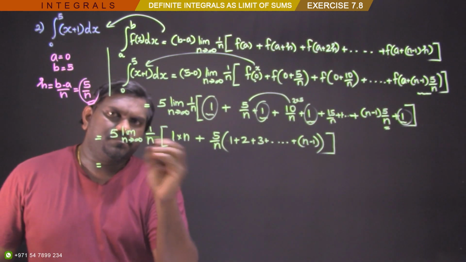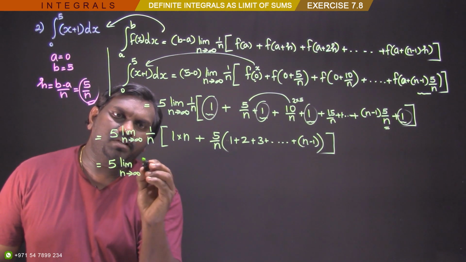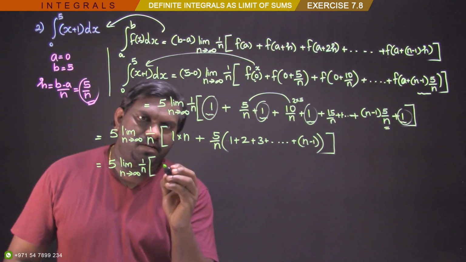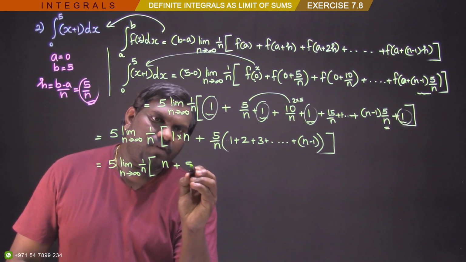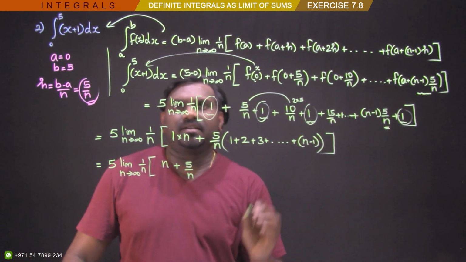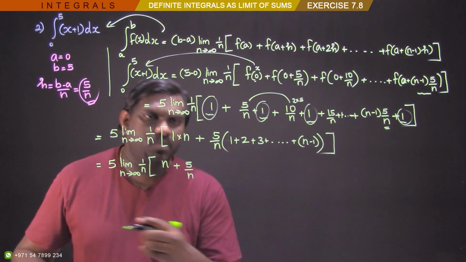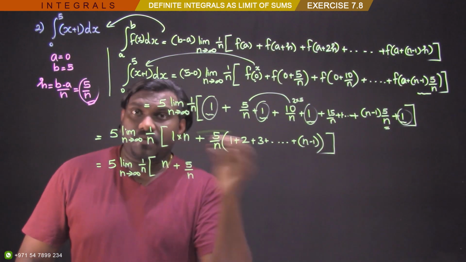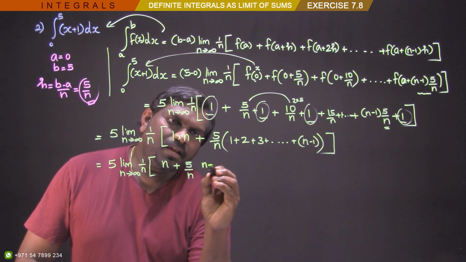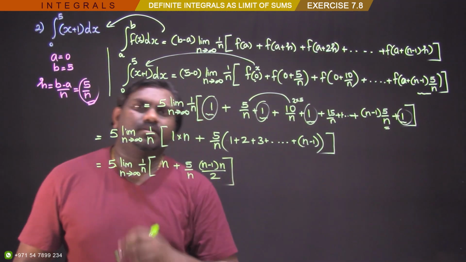That is equal to, what is this? 5 limit n tending to infinity 1 by n, and then you have here n. Okay, let it be there. Then you have 5 by n. But you know this formula, dear. Sum of n natural numbers we have already calculated in the first question. So just refer back, and the formula is going to be n minus 1 into n by 2, as you know it, right?